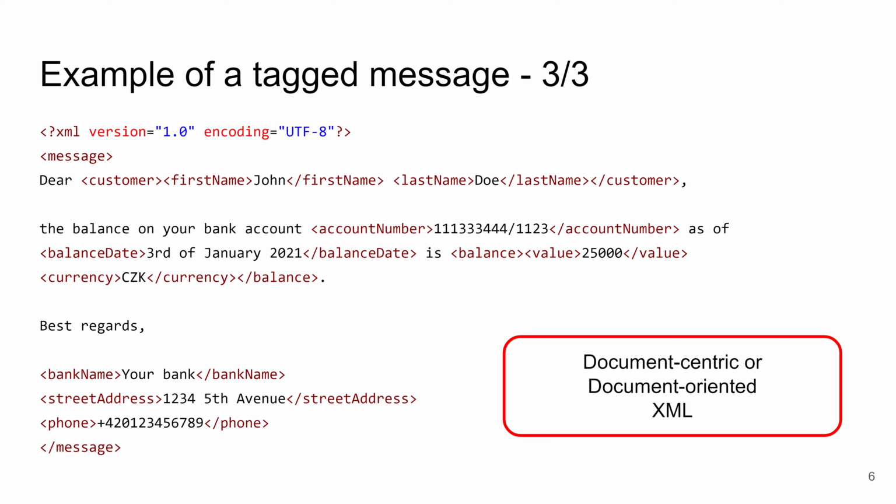And to make it actually a valid XML document, we would have to introduce something called a prologue, which is the first line, and then we would have to enclose the whole message in one root element called message. So this is a complete and valid XML document, and this is called document-centric or document-oriented XML, because it is an XML file, which, however, is still a human-readable document.